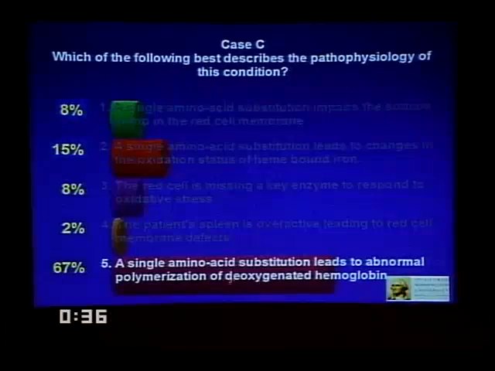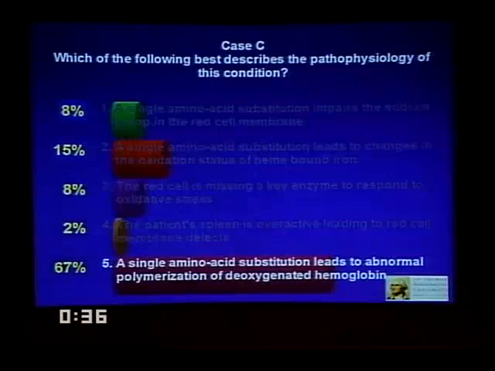Excellent. 67% answered correctly that it's a single amino acid substitution. The hemoglobin is deoxygenated. When it's deoxygenated, it forms abnormal polymers, which leads to a bunch of problems. Just for the background, the trait is seen in 8% of the United States black population, and we see the disease in about 1 in 600 African Americans.